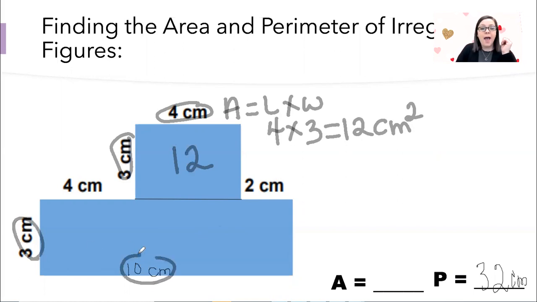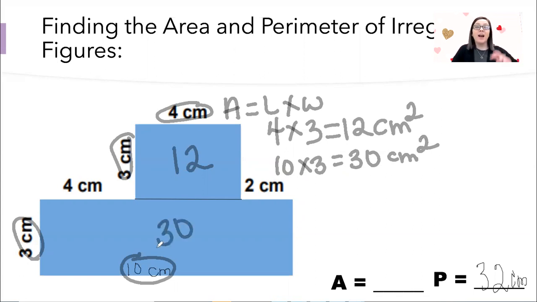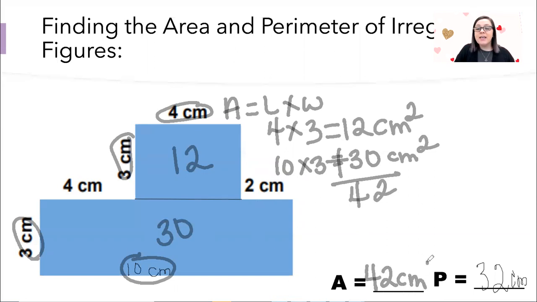So I've got 3 and 10. So again, using length times width, I'm going to do 10 times 3, and that's going to give me 30 square centimeters. So now I've got two partial areas that I need to add together. So I'm going to take these two right here, and I'm going to add 12 plus 30. 2 plus 0 is 2, and 1 plus 3 is 4. And therefore, the area of this entire figure is going to be 42 square centimeters. Okay? Make sense? All right, good. Let's try one more together.